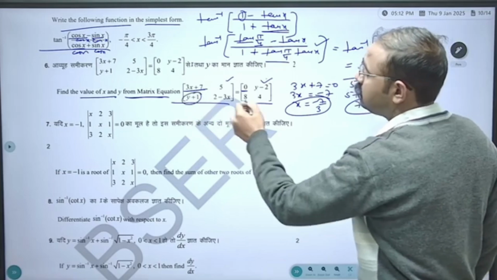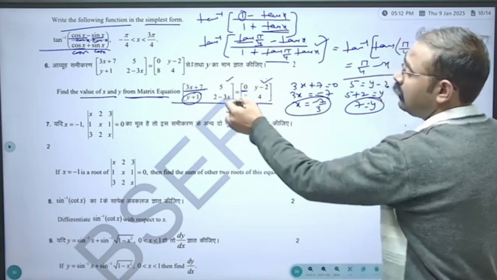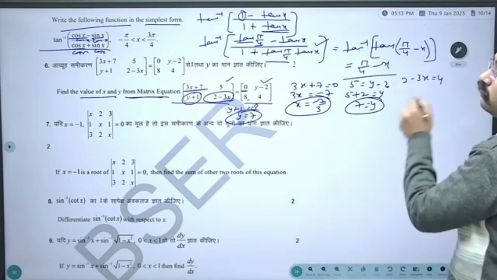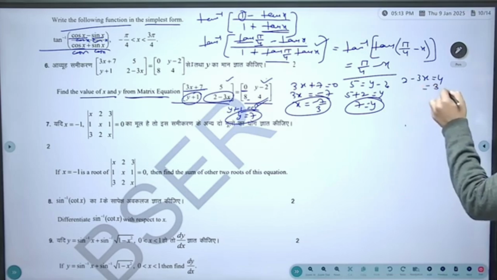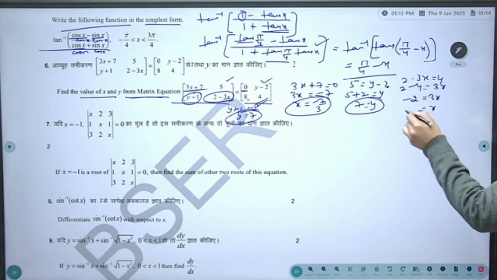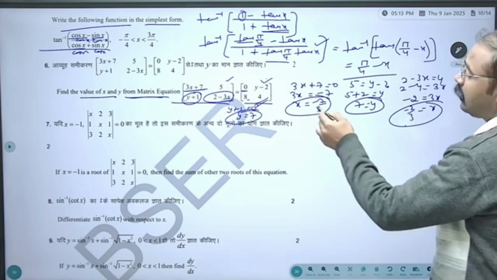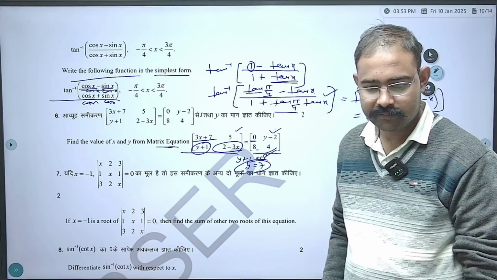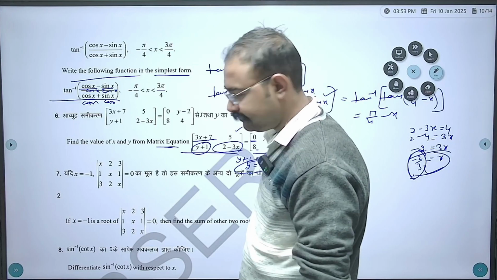Here again y plus 1 equals 8. So from this also we get y equals 7, and from this, 2 minus 3x equals 4. So 3x transposed to this side, then 2 minus 4 will be minus 2 equals 3x, x equals minus 2 upon 3. Here we are getting two values of x: minus 7 upon 3 and minus 2 upon 3, and y equals 7. So next question is question number 7.